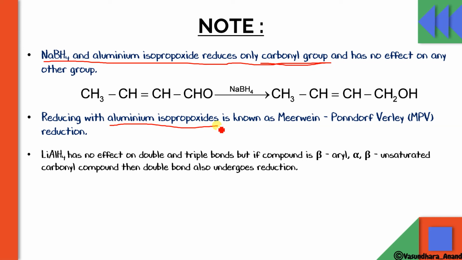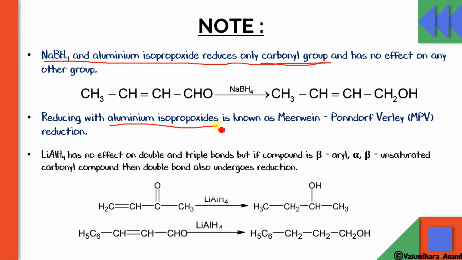But if there is a beta aryl group or any alpha beta unsaturated carbonyl compound is given, and along with it if there is a double bond, then lithium aluminum hydride can reduce all that. Let's see this. Here there is a carbonyl group along with a double bond. So in this case, this will also be reduced as well as this ketone. In this case also we can see that this is beta aryl.